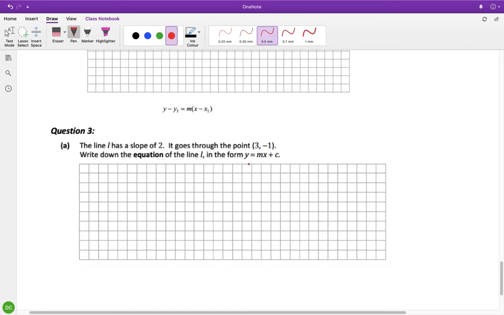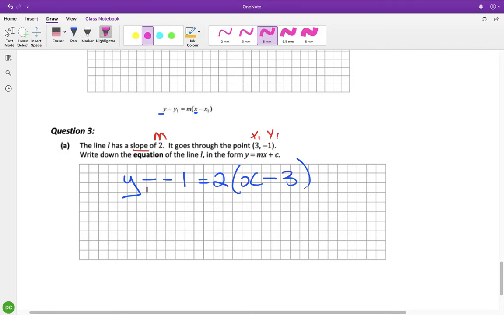Okay, so this is x1, this is y1, and the slope is m. The plain y and the plain x stay. So it's y minus y1, which is minus 1, equals m slope, bracket, leave the plain x, minus 3. Double minus here, so when two minuses come together, they make a plus. And here we have to multiply. So it's 2x minus 6.